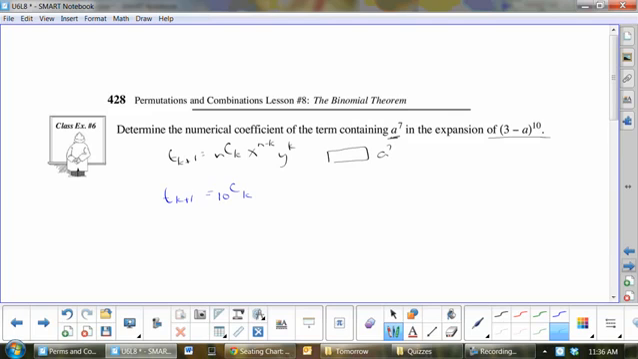Now, what is my x value? This is 3 to the... what's the exponent? 10 minus k. And what is my y value? Negative a to the k. Now, always make sure you're doing that.